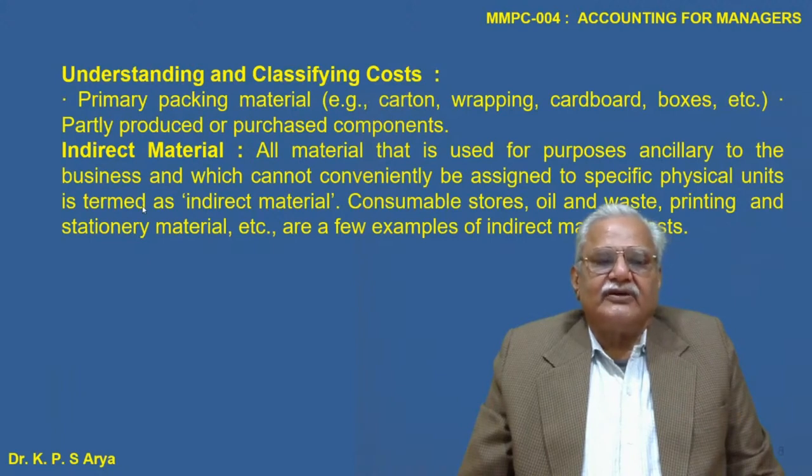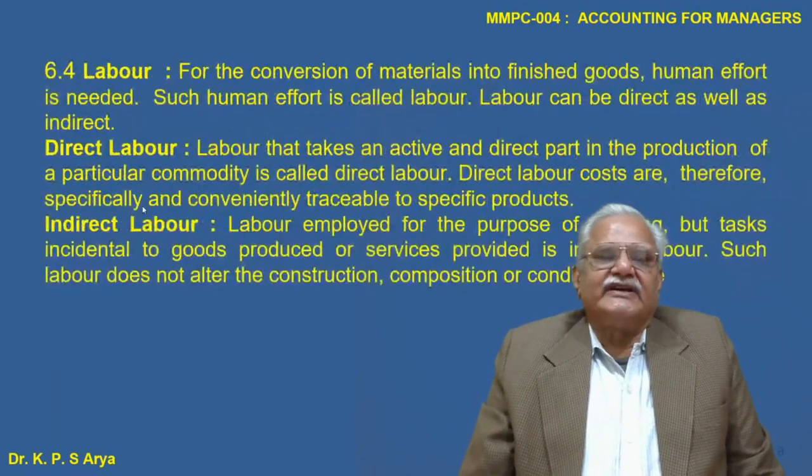Then indirect material: all materials used for purposes ancillary to the business which cannot be conveniently assigned to specific physical units are termed indirect material, such as consumable stores, oil and waste, and printing and stationery material. These are a few examples of indirect material cost.